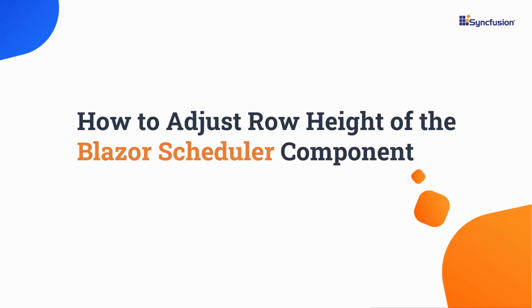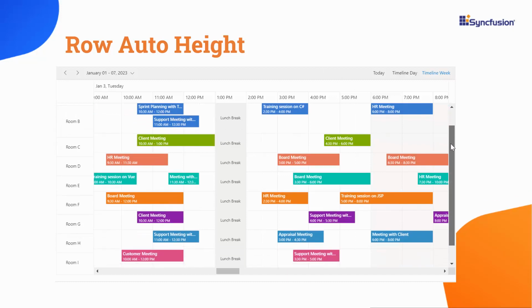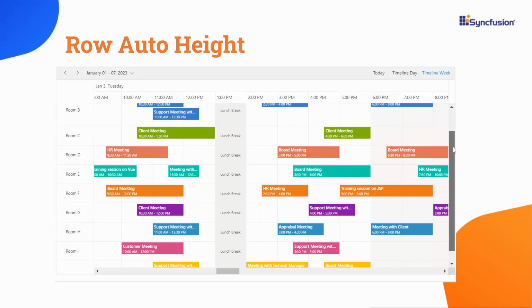Hi everyone, welcome back. In this tutorial, on how to adjust row height of the Syncfusion Blazor Scheduler component. This feature automatically adjusts the height of rows in the scheduler based on their content. This ensures that all the information within a row is visible.